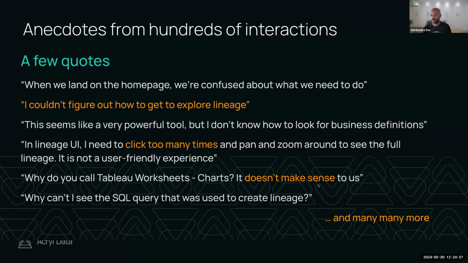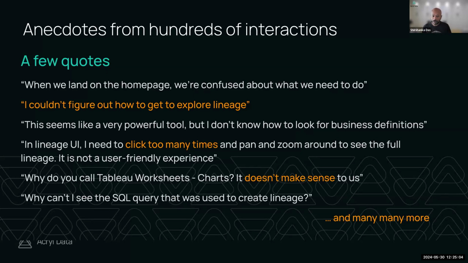And here are a few examples of quotes. If you've deployed DataHub at your organization, you've probably heard something like this as well. Like, oh, we landed on the homepage. There's too much. We're confused. What do we need to do here? I couldn't quite figure out how to get to lineage. And then, one week later, once they actually do, it's like all good. They don't talk to you again. But that first step is hard.